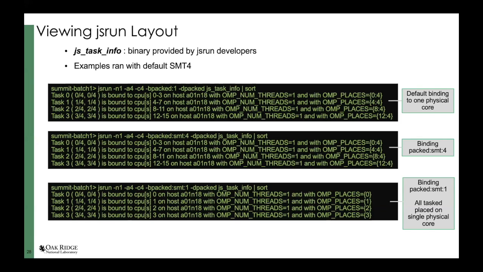I also, as a test, said, let me see what pact SMT4 looks like, because that's our default. And sure enough, it looks the same. So pact1, if you take the default of your LSF SMT4, looks the same as pact SMT4. And then in the last example, I show what it looks like if you say pact SMT1. You can see how your OMP places has the first hardware thread on each core.